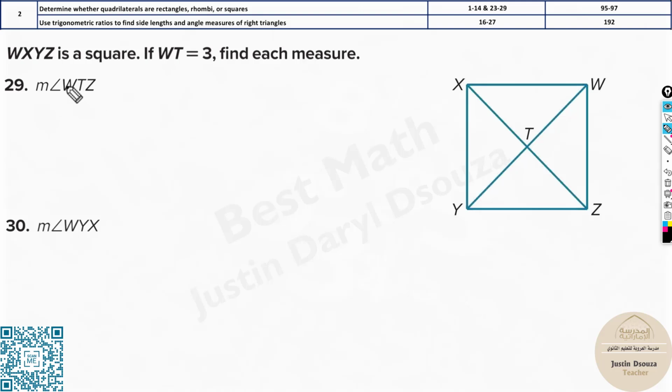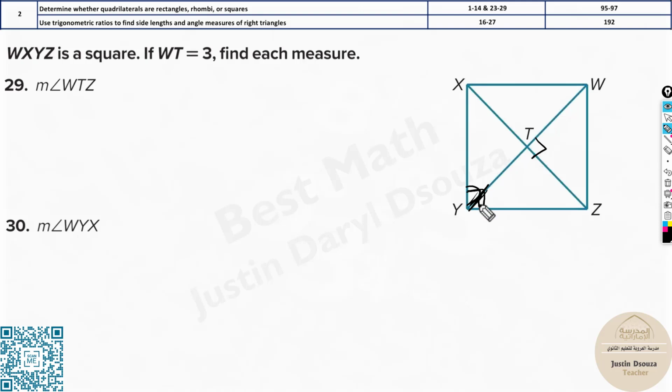Now, what is the measure of WTZ? WTZ over here, this one. It's 90 degree. Done. WYX. Where is WYX? Now, this one over here. So what we do is, okay, these diagonals bisect this. So this is 90 degree. Half of 90 degree is what we should find.